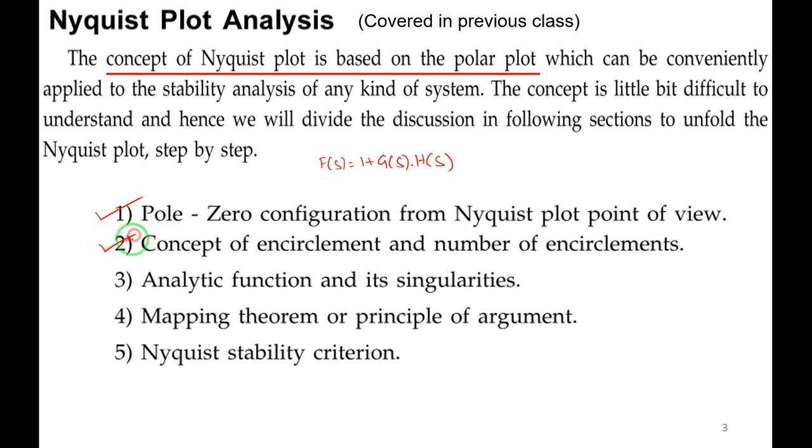Then the concept of encirclement, that we have seen, right? The number of encirclements that we have seen. Then what is an analytic function, what is a single valued function, what is a non-analytic function, what are the singularities of the function, that we have seen. Then the mapping theorem we have seen, that is N equal to the number of encirclements of origin, Z minus P, right? This is also called the principle of argument, and this mapping theorem forms the basis for the Nyquist stability criterion, because this Z represents the number of zeros lying in the right half of the s plane. For stability, Z should be 0. So in the Nyquist stability criterion, N is equal to minus P. This we have seen, right? Yesterday all those things we have studied.